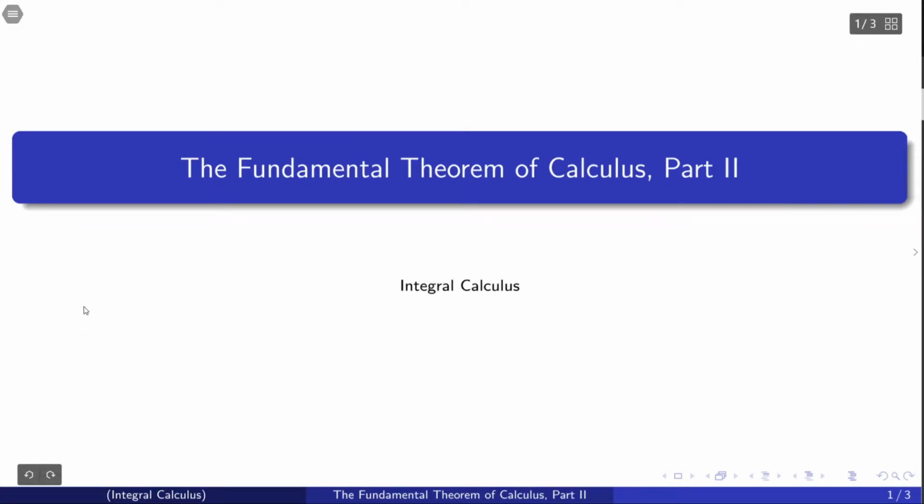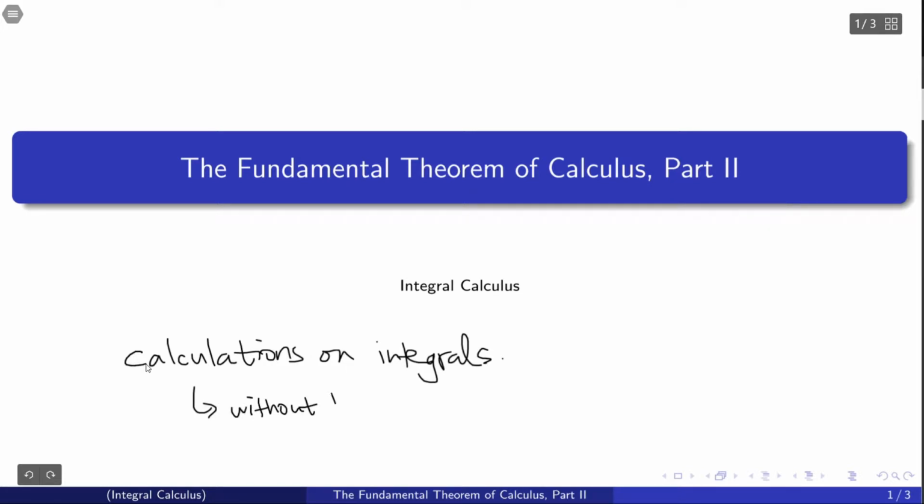Okay, so the second part of the fundamental theorem of calculus is what's going to be more useful for us when we're actually doing calculations on integrals. Because it actually gives us a way to do these calculations without having to take limits of Riemann sums. Right? And that's nice. You don't have to deal with the sigma notation anymore.